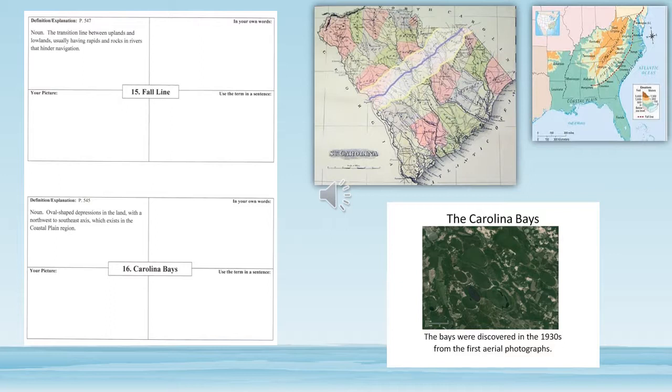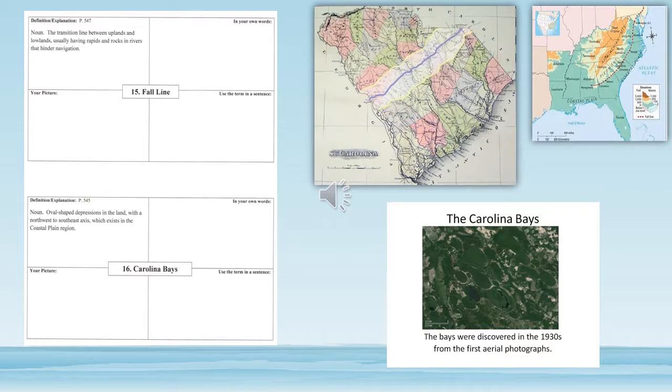Make sense? The fall line is that imaginary line where we're having a transition from uplands to lowlands. And the characteristic of this transition is rapids and rocks in the rivers. And you cannot navigate a river that has rocks and rapids in it.